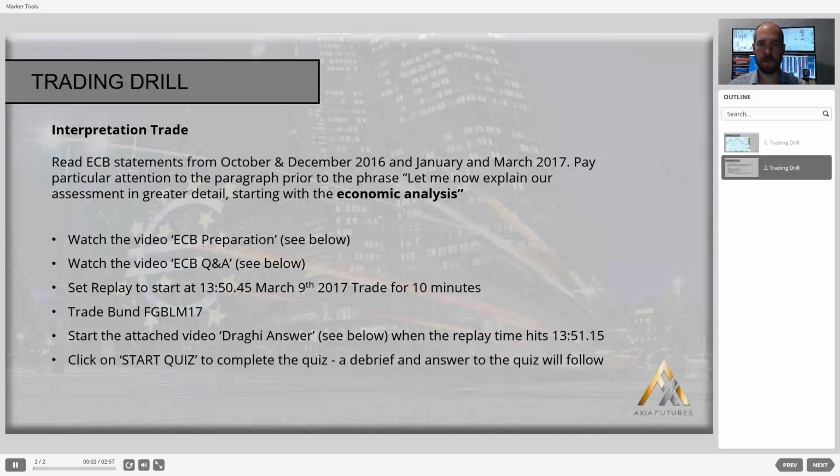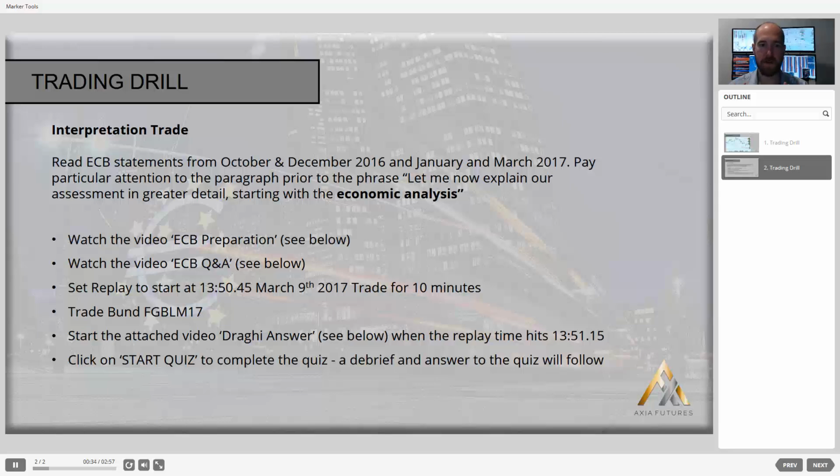Before you start the drill, a little bit of reading for you. And again, this gets you into the practice of reading through previous statements coming into any kind of central bank meeting. It's a very important thing to go through, to watch how exactly they've been structured, and words or areas that could potentially change. So what I'd like you to do is read through the ECB statements from October, December 2016, and then January and March 2017.